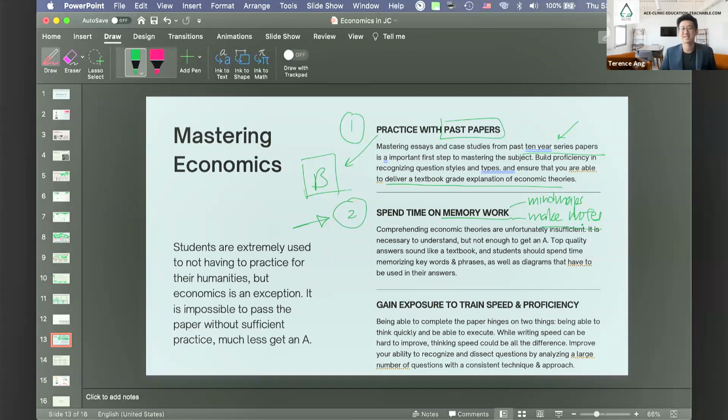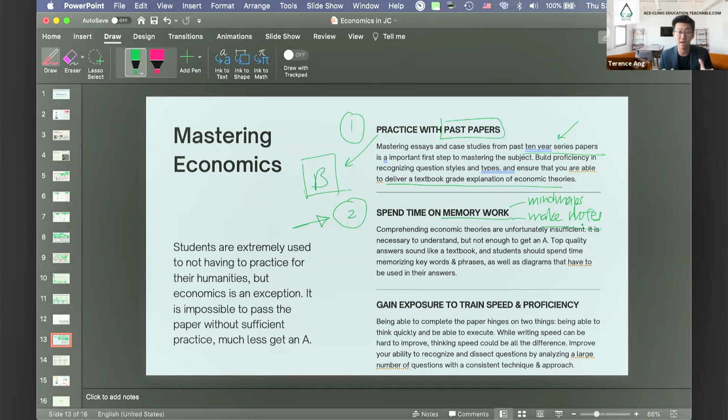You need to recite stuff to yourself. Oh, what is the explanation for the price mechanism? Or what's the explanation when I talk about why healthcare needs to be provided for by the government? There are very fixed template explanations that you need to have in econs. And for you to do well, you need to spend time, sit down, and do memory work. You cannot rely on just flipping lecture notes.